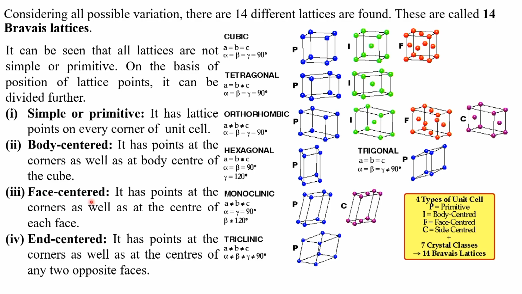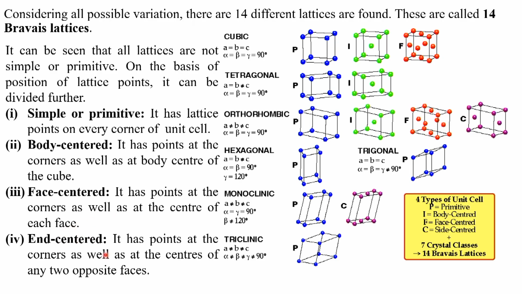Next comes face centered. So it has points at the corners as well as at the center of each face. So you can see this is face centered. All corners have lattice points, and you see in between each face, this is one face here, there is one lattice point. This is another face, so you can see another point. This is another face, another point, and this is another face, you get another point here. And for this one also you get another point here. So for face centered, all the corners are occupied, as well as the center of each face.